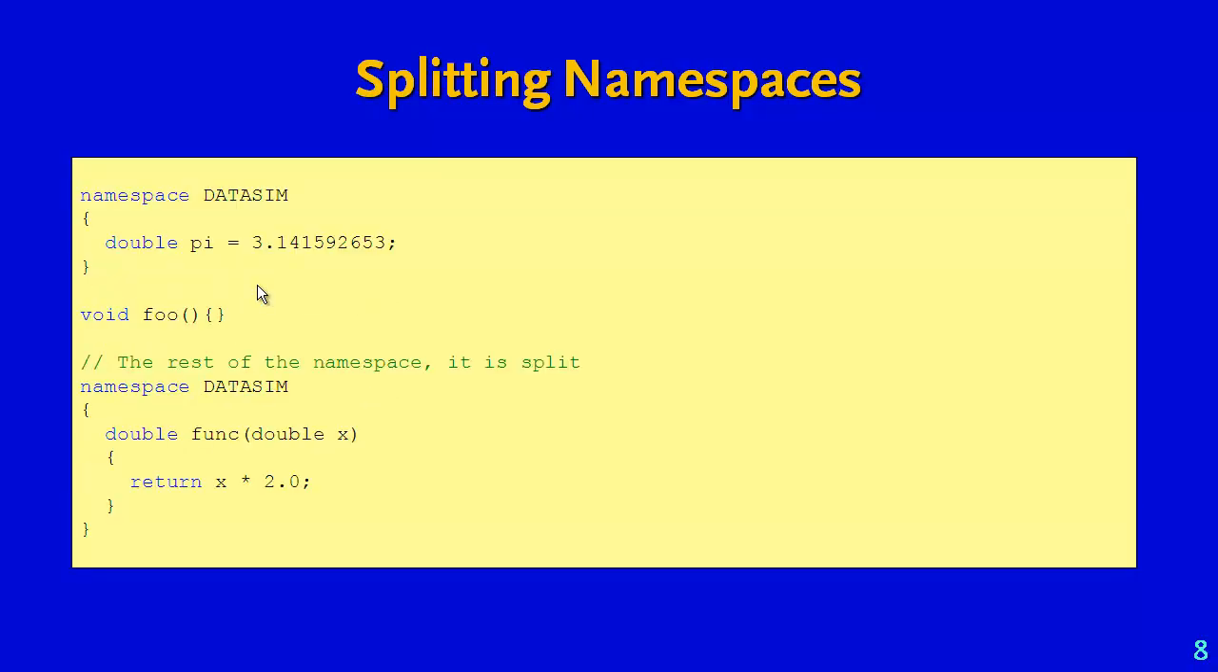Okay, so we talked about splitting namespaces. In some file, you don't see it here immediately, I could have a namespace DataSim just defining the variables, so one part of the functionality of the namespace. I could have some sort of arbitrary function here in the same file, and the rest of the namespace in another file. So for example, the function func here in some other file. So you don't have to put everything into one big file.